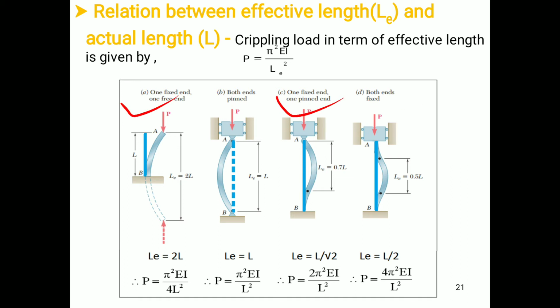For the first end condition we have one end fixed and the other end free. So we have a column AB. From the figure, the column AB has a length L. End B is fixed and end A is subjected to an axial load P. As end B is fixed and end A is free, due to the axial load P, that particular column will bend in this particular manner.